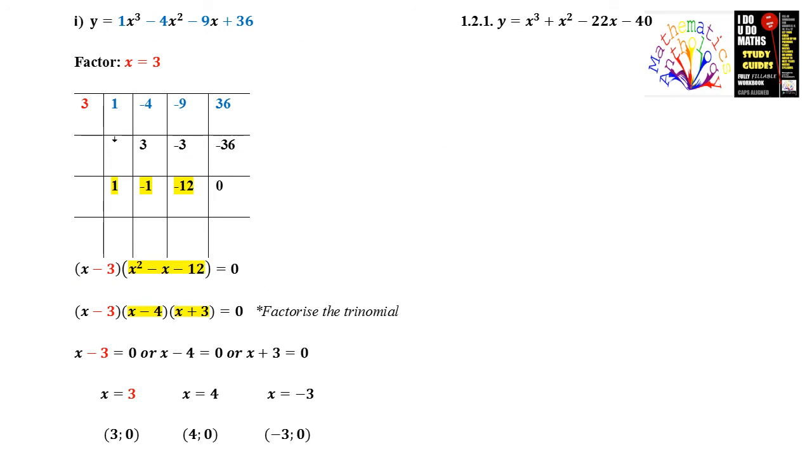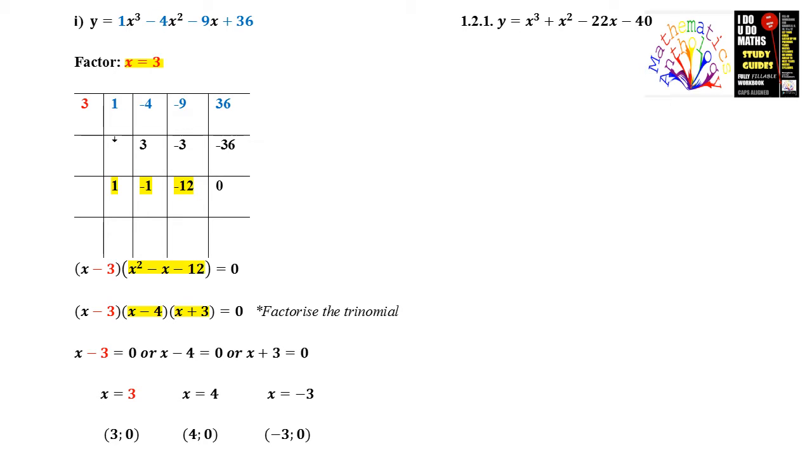Right, let's fully factorize a cubic function now. So y is equal to 1x cubed minus 4x squared minus 9x plus 36. I have gone and already found the first factor. I tried substituting 1, it didn't work, 2 didn't work, but when I tried 3, it gave me an answer of 0. So my first factor is x is equal to 3. We will use synthetic division to factorize this cubic function.